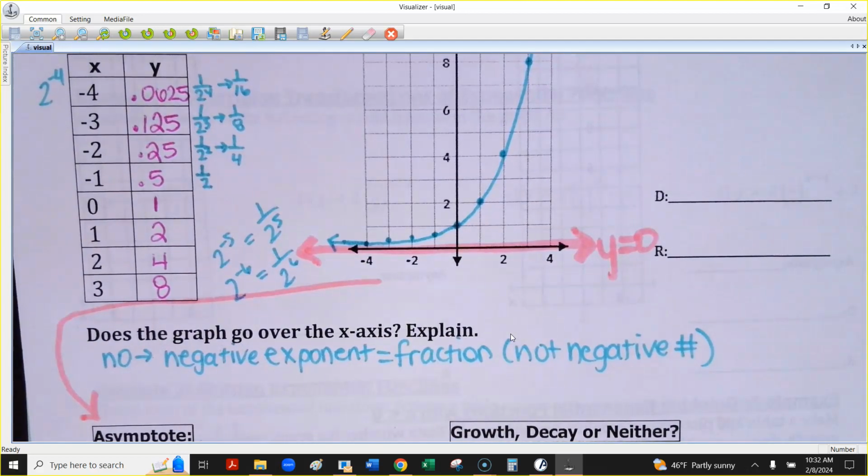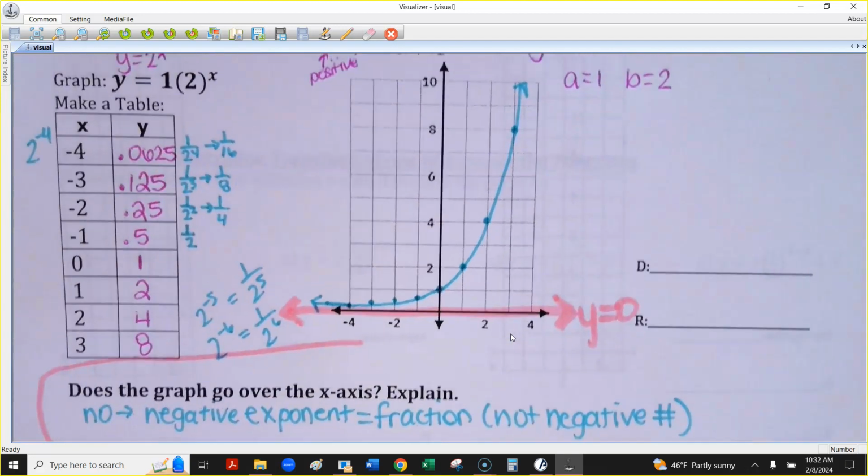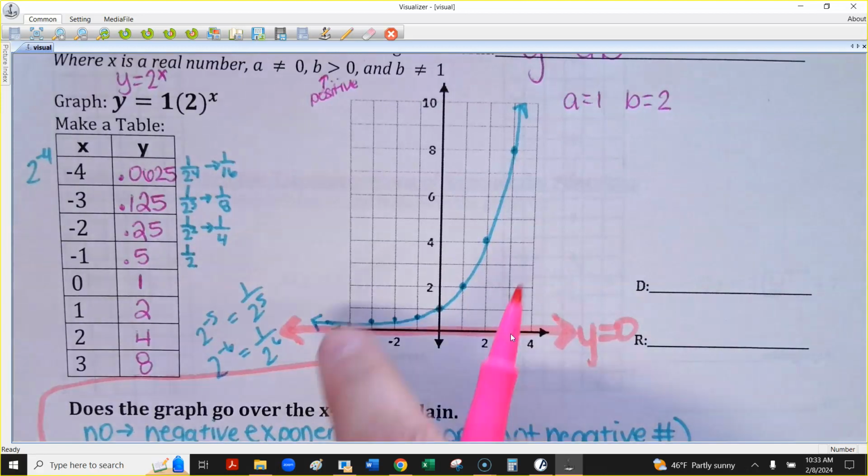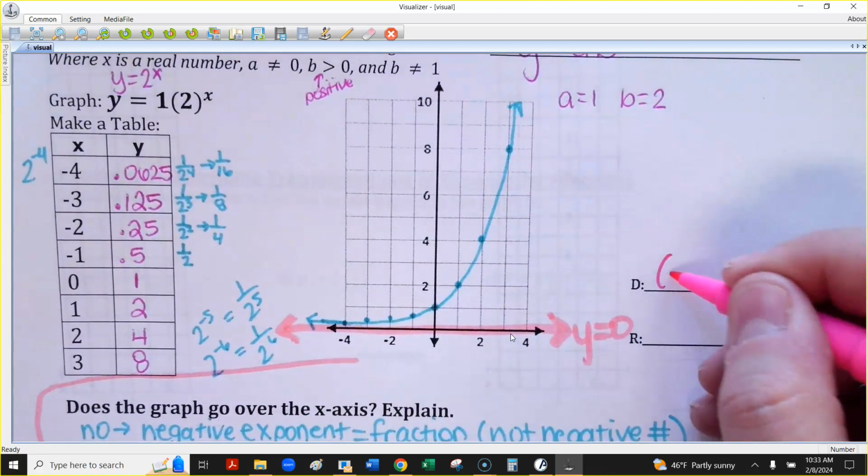Before we get to that, though, I want to do the domain and range. So what would you guys tell me, moving left to right? This is just a general exponential growth, right? Because my b value is bigger than 1. What would you tell me the domain is for this? Left and right. Okay. Yes, this goes left forever, this goes right forever, negative infinity to infinity.